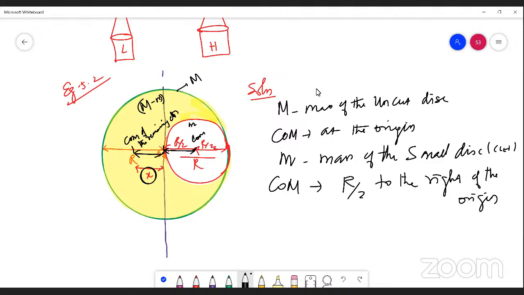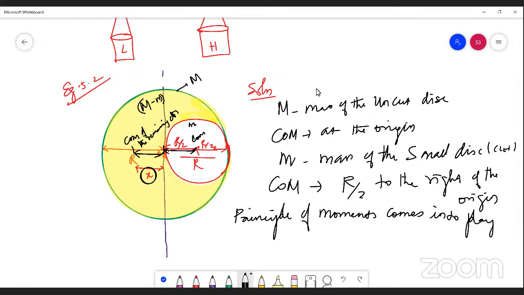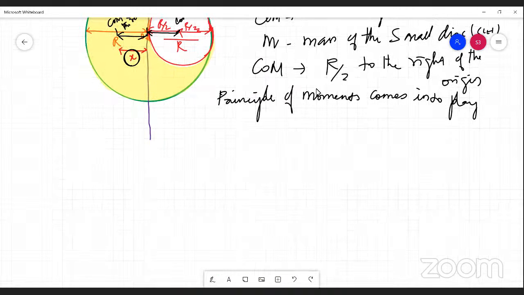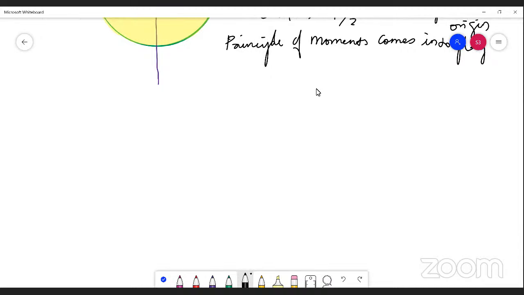So we can write from the principle of moments. Why are we using the principle of moments here? The idea is simple: the origin coincides exactly with the center of mass, with the geometric center. So here the principle of moments comes into play: m1 x1 is equal to m2 x2. The formula is simple, m1 x1 is equal to m2 x2.